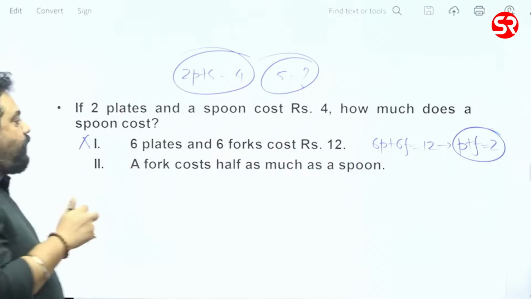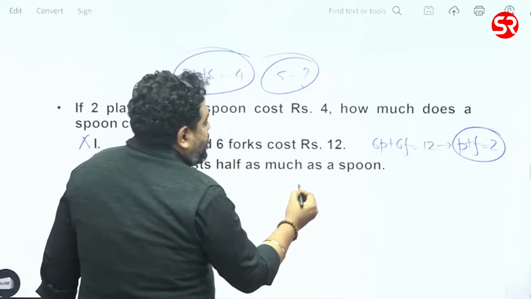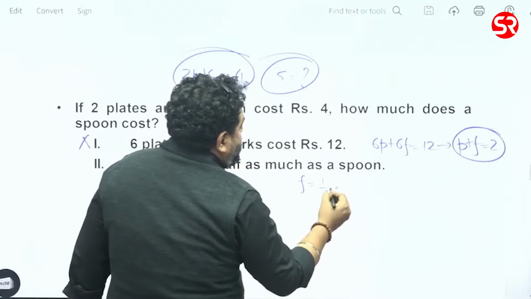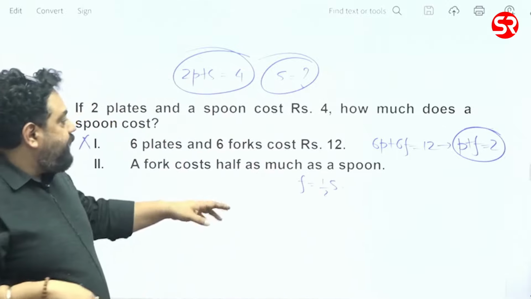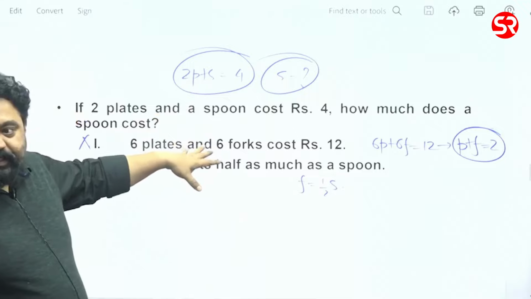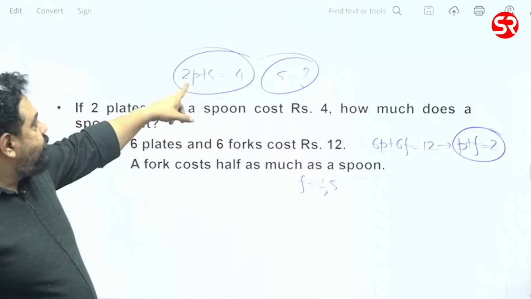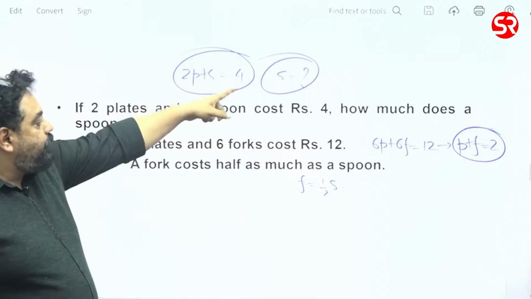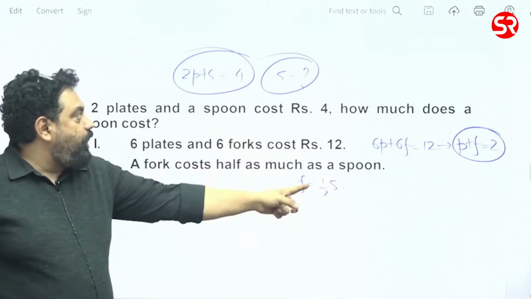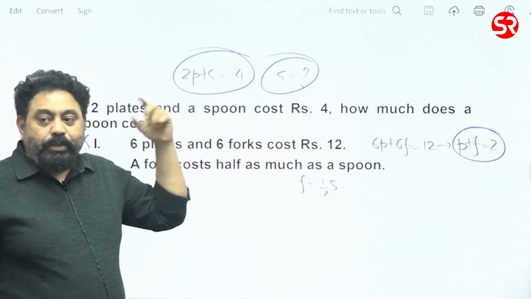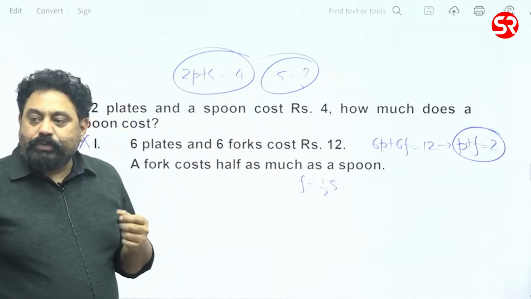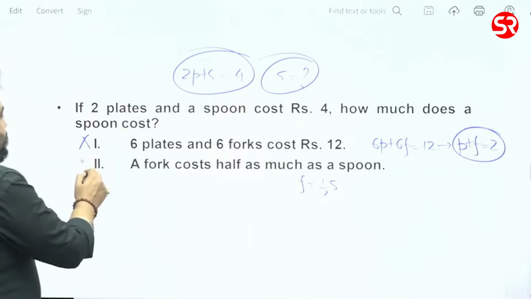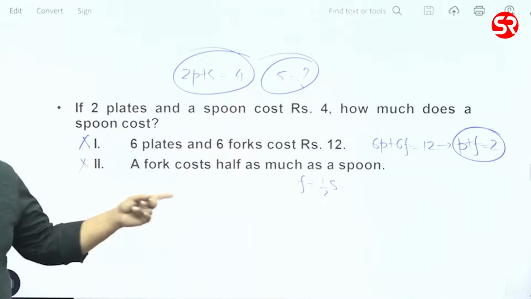Second, a fork costs half as much as a spoon. Fork is equal to half as much as spoon. But see, when you see second, you forget first. So your basic is 2 plates plus spoon is equal to 4. So fork is equal to half a spoon. If you put it over here also, you won't be able to get the value of spoon. So you cannot get it. Gone. How many of you are able to do this?